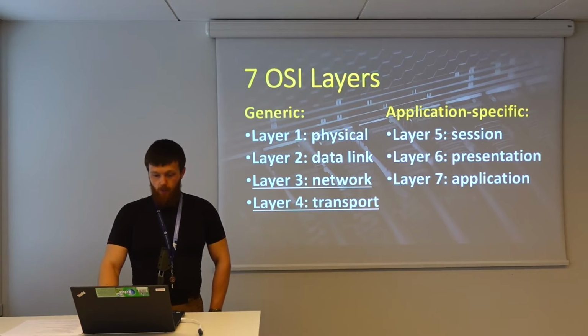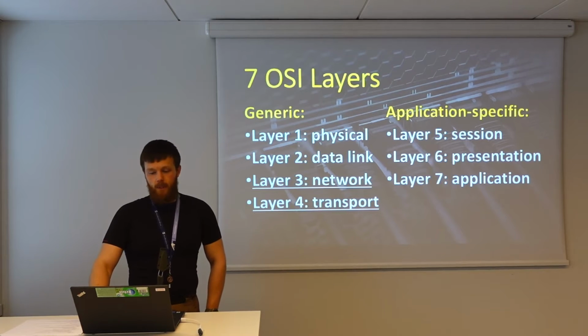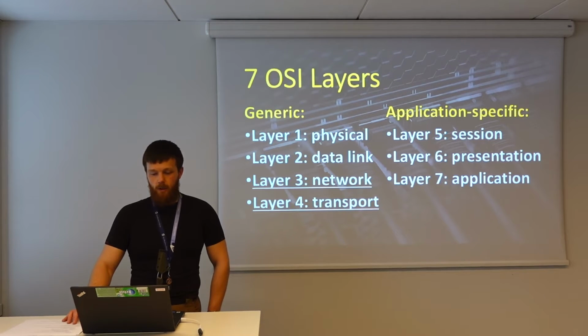So layer 1 is physical, which is basically electricity, optical cables. There aren't really any packets there. The only logical concept there is bits, so basically impulses of electricity, lights, radio waves, etc.